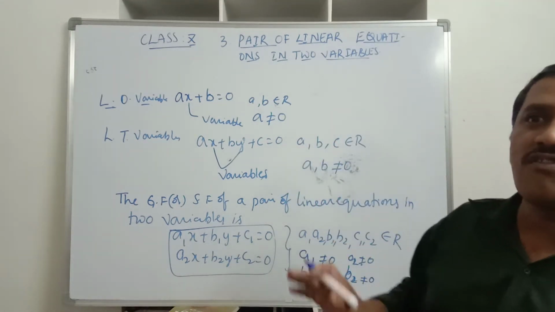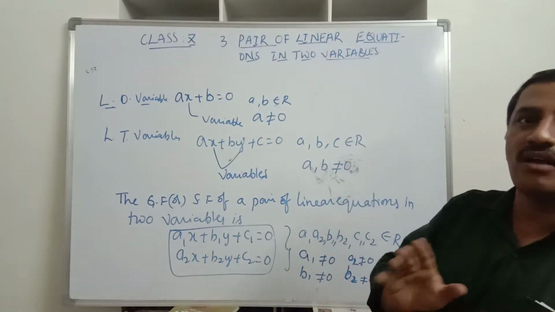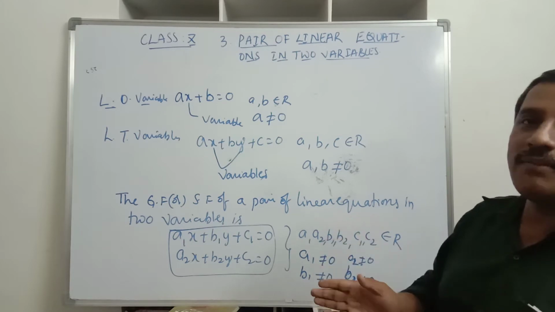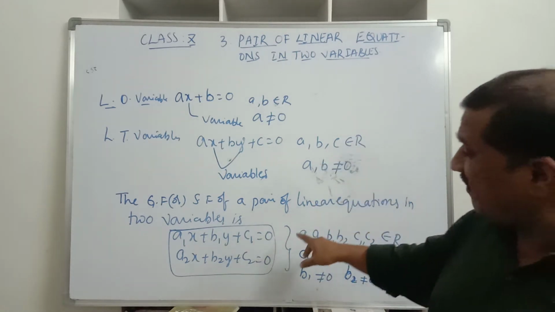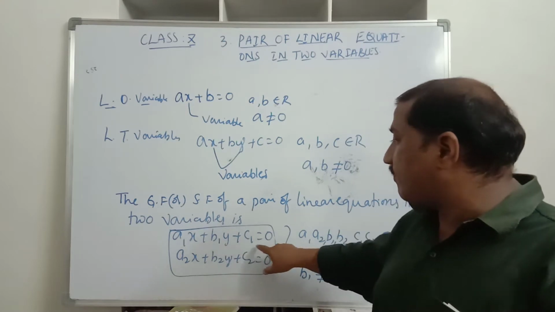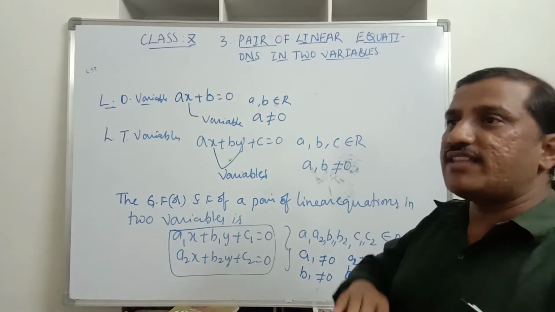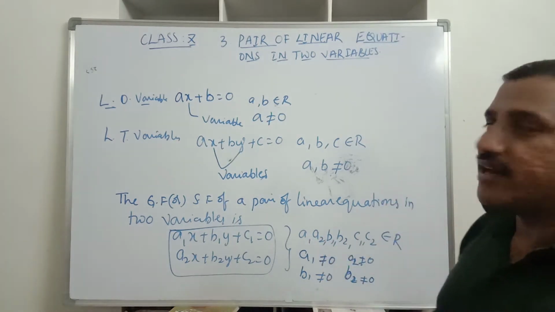To find solutions of a pair of linear equations, we have two major methods: the graphical method and the algebraic method. In the graphical method, we draw the graph of both the equations, then we see if they intersect each other at one point, then they have only one solution.